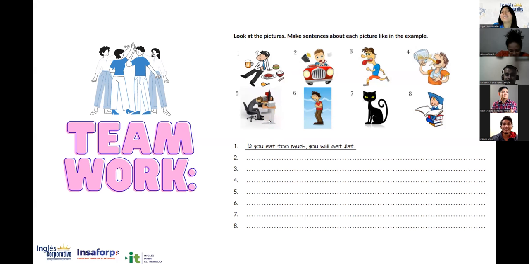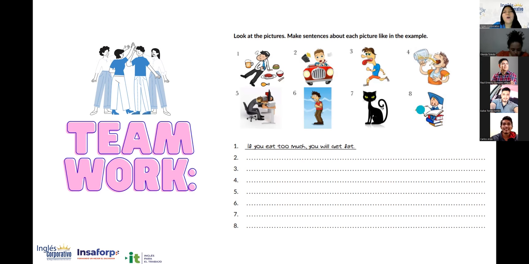If you're a workaholic, right? Yes. Number seven. If you see a black cat, you will get bad luck. You will get bad luck, okay. And number eight, the last one. If you read a lot, you will get knowledge. You will get knowledge. That is true.